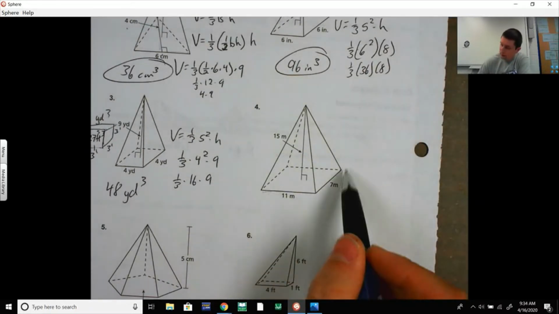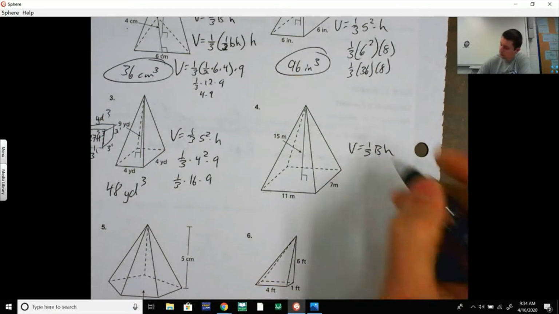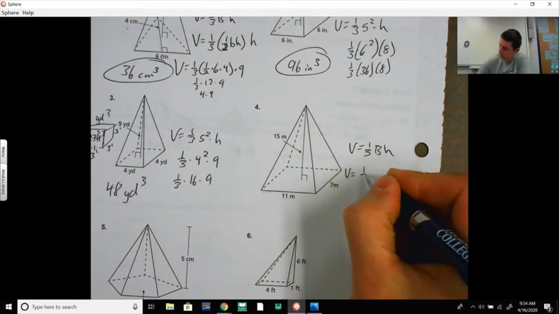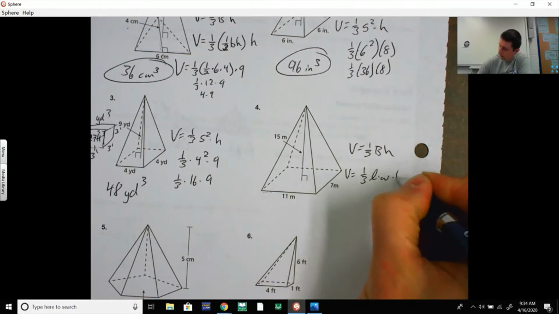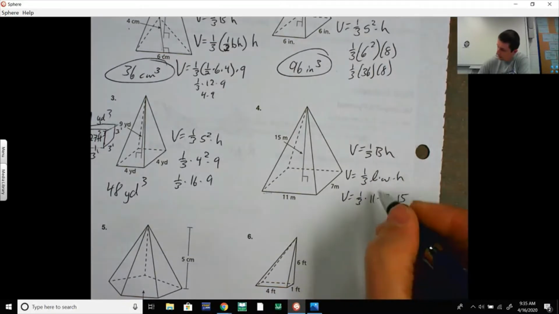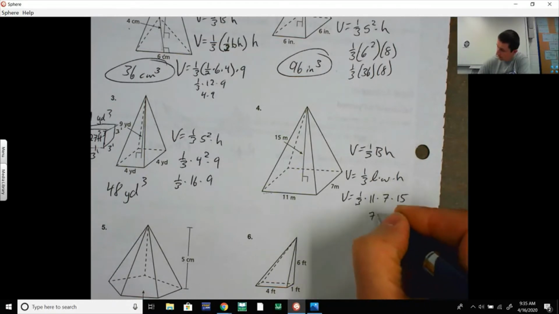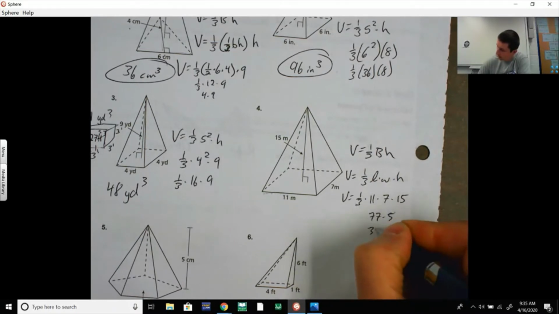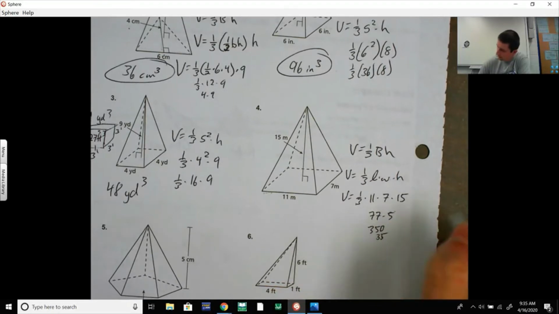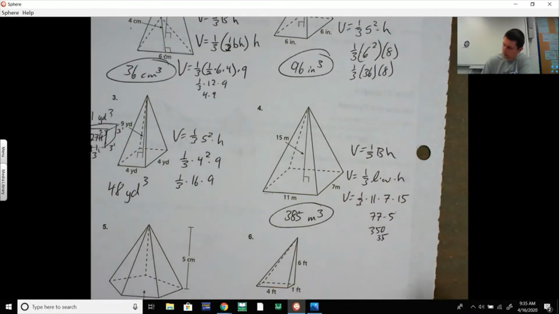11.7. This is a rectangular pyramid. So 1/3 base times height. It's a rectangle, so 1/3 of length times width times height. That's 1/3 times 11 times 7 times 15. 1/3 of 15 is 5. 5 times 77. That'd be 350 and 35. That'd be 385, I think. 385 cubic meters. Nice that these numbers work out for us.